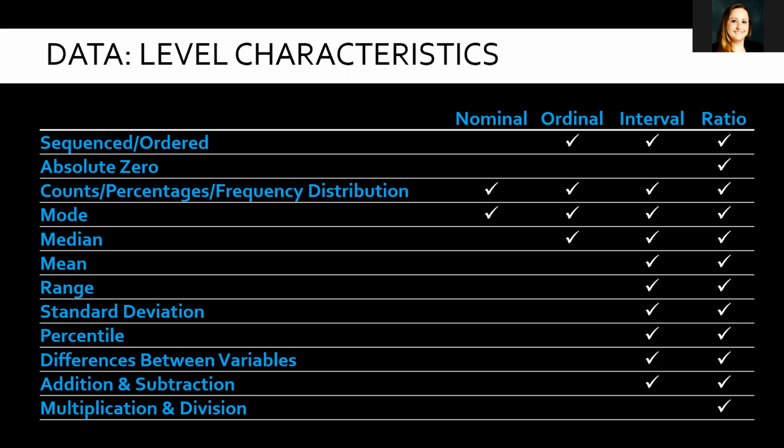The data level determines the type of analyses you can run. The higher the data level, the more tests you can run. In the first 2 rows, you can see that nominal data is the only data type that is not sequenced or ordered. And ratio level data is the only data that has an absolute zero. As for the tests you can run, the farther down you go or the more complicated the analysis gets, you need a higher level of data in order to complete those analyses accurately.